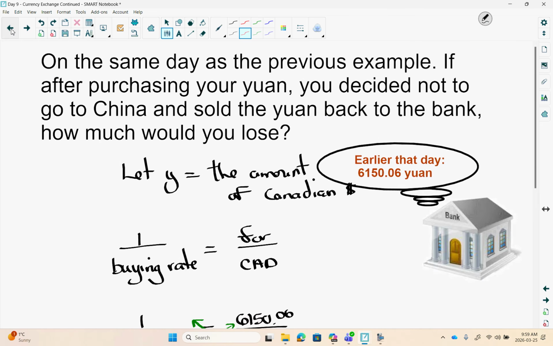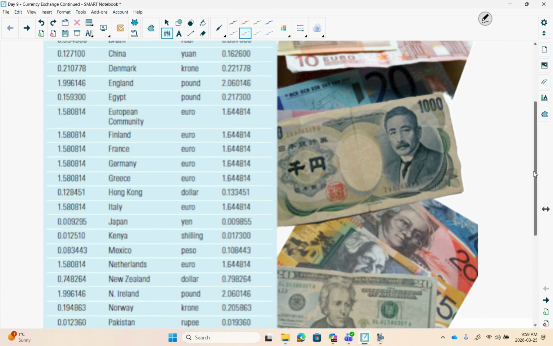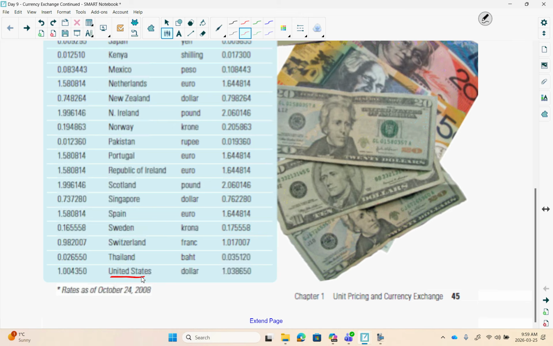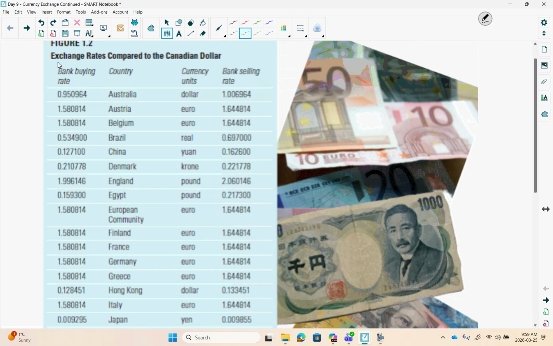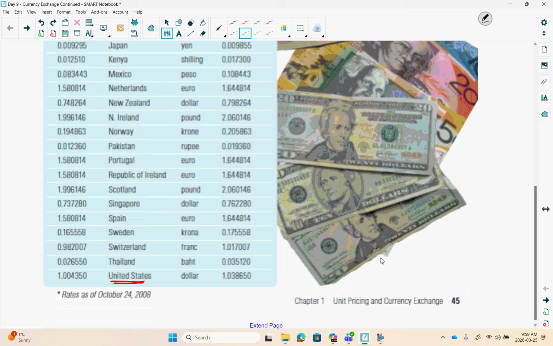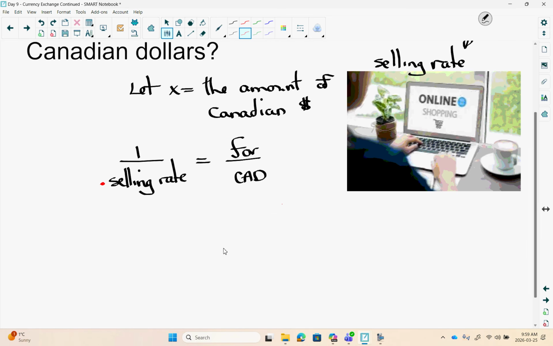So I have to go back to this page right here. I'm looking for the United States all the way to the bottom. Here it is. And I want the selling rate. Which one's the selling rate? Left column or right column? Selling rate is on the right. So I need to use this number right here, 1.038650. So I'll write that down again, 1.038650. So I have 1 over the selling rate.